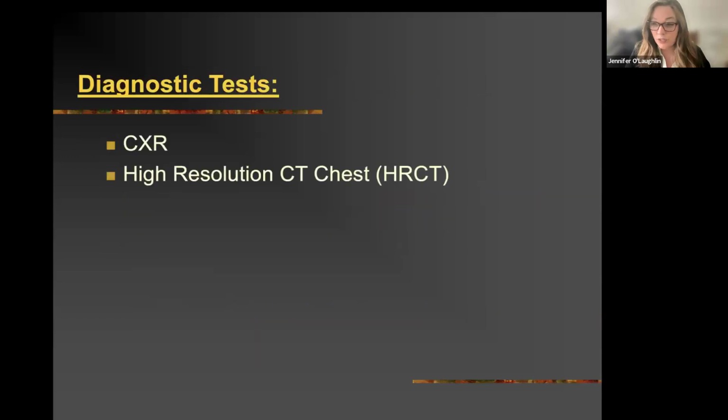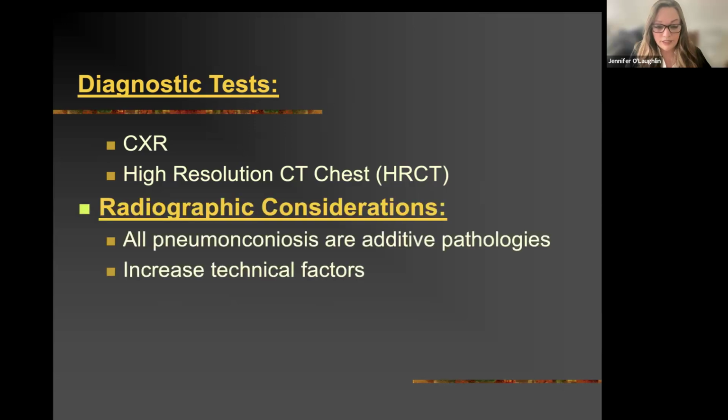Okay, diagnostic tests, and this goes for all of the dust diseases. You can do a chest X-ray and a high-resolution CT of the chest. What you, the tech, need to consider is all pneumoconiosis is additive. All 3 of those are going to be additive, and you need to go up in your technical factors. I'm not going to talk about this per disease because it covers all of them. And since we're in the chest, what technical factor should you go up in? It's going to be mAs because we're in the chest.